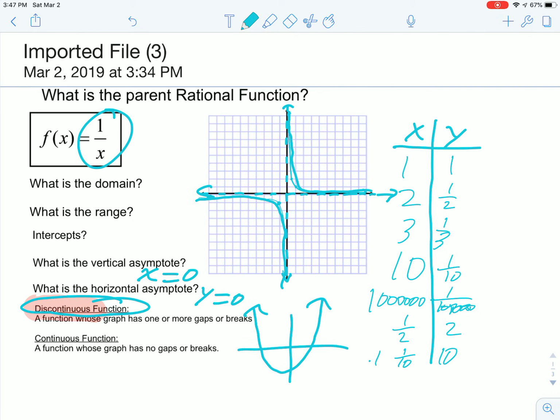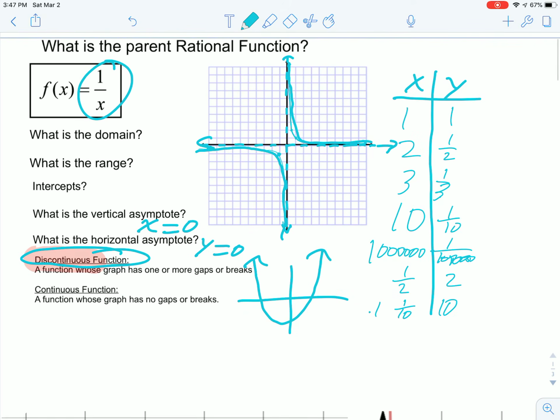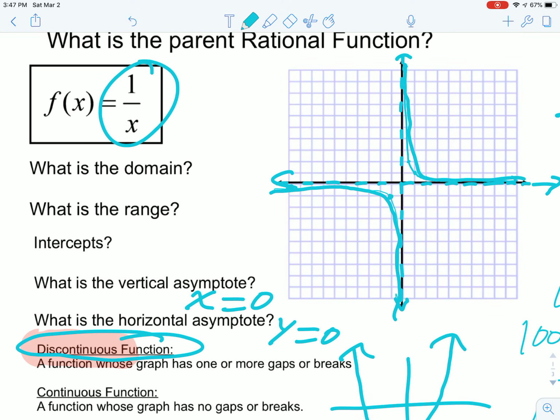The domain, well, let's think about domain. Domain is what are all the possible x values. Well, you can plug in any x value you want except for 0. And so your domain is going to be negative infinity to 0, and then 0 to infinity.